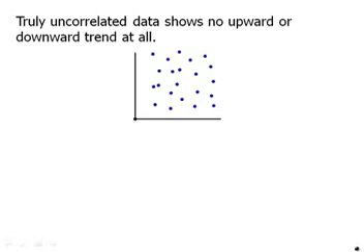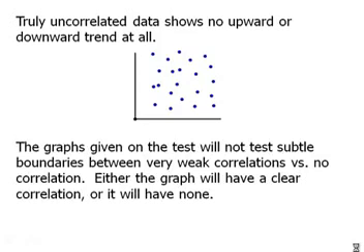Truly uncorrelated data shows no upward or downward trend at all. Imagine just taking a handful of pennies, throwing them in the air, and letting them land on the floor. Just a totally random array. That's what we're talking about when we talk about uncorrelated data. The graph that's given on the test will not test the subtle boundaries between weak correlations and no correlations. Either the graph will have a very clear correlation or it will have none.